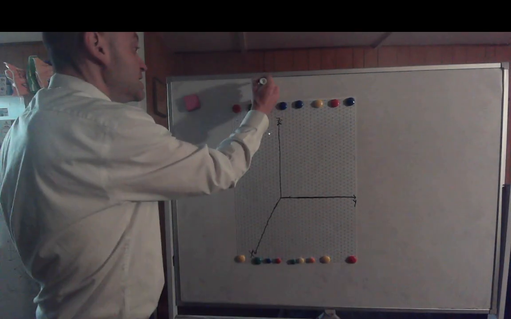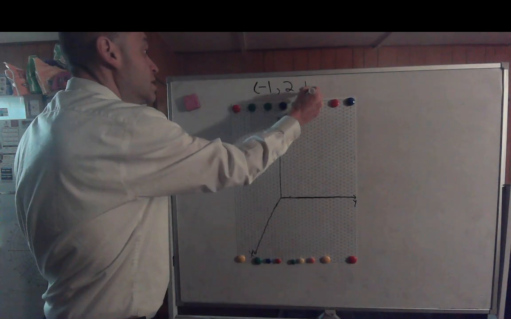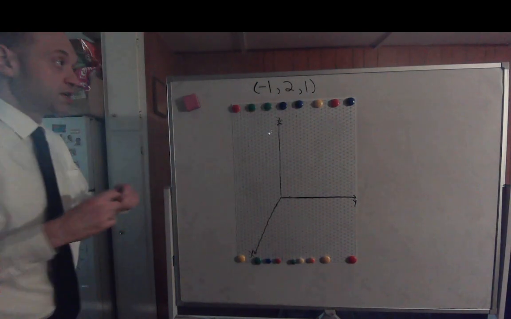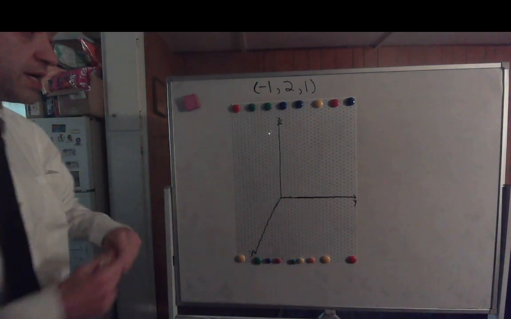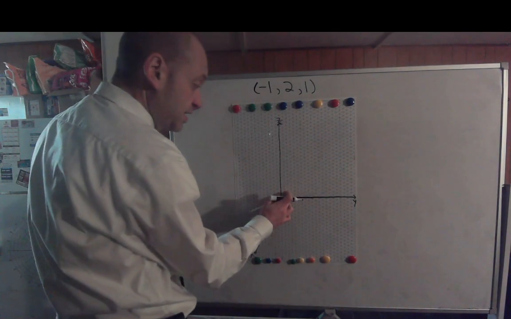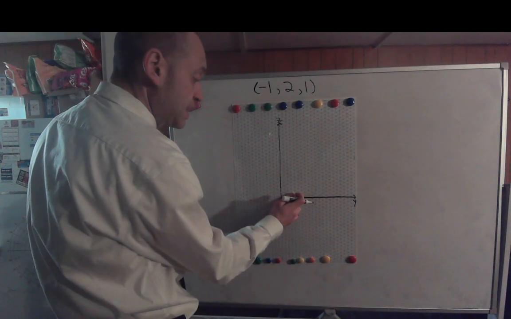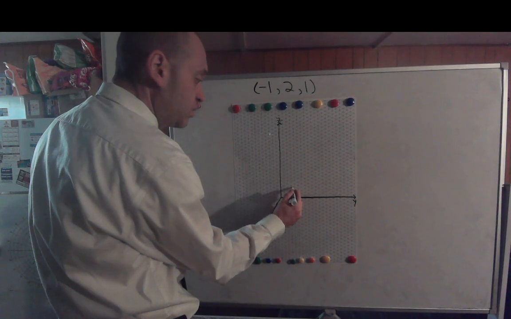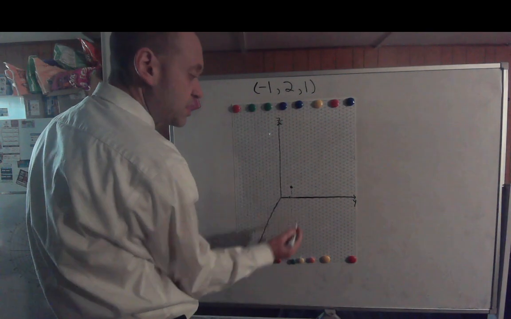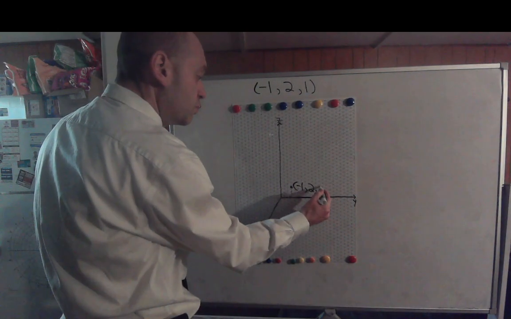What if I did negative 1, 2, 1? All of a sudden I have a negative x coordinate. Well, that's going to be over this way. Negative 1 in my x is about here, y is about 2, right here. So if I go to negative 1, 2 and go up about 1 unit, we'll say right there, that would put me at about negative 1, 2, 1.